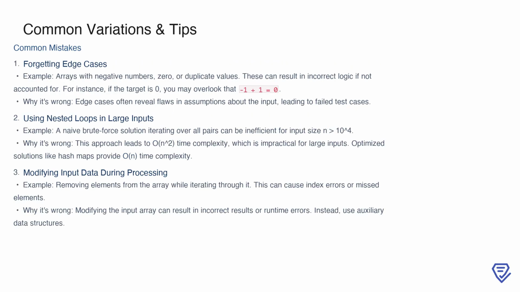When solving problems involving pairs with a given sum, there are several common mistakes to be mindful of. First, forgetting edge cases can be a major issue. For example, arrays with negative numbers, zeros, or duplicate values might break your logic if they're not properly accounted for. Imagine the target sum is 0, it's easy to overlook that -1 and 1 together equal 0. This happens when we make assumptions about the input that don't hold true universally, leading to failed test cases.